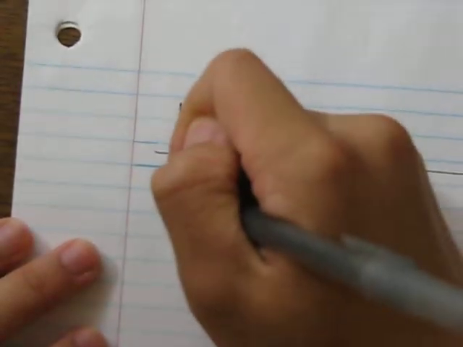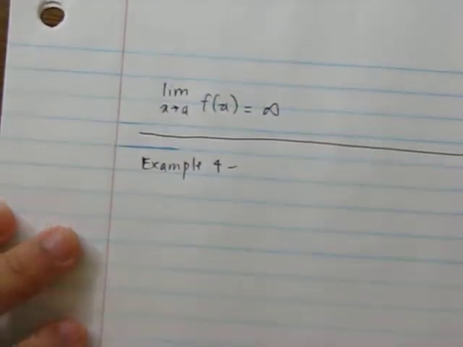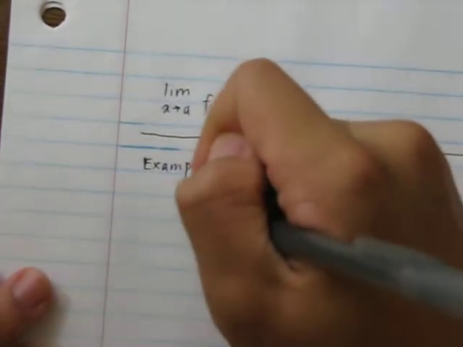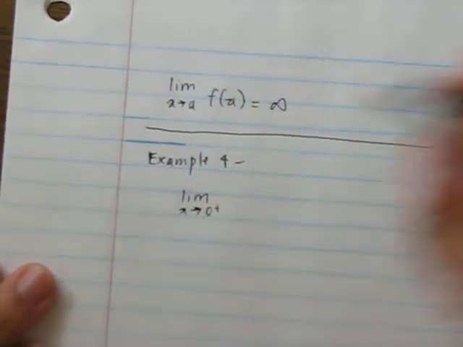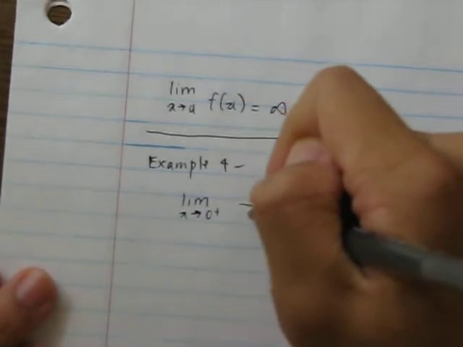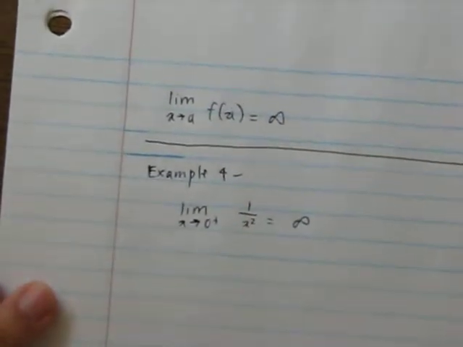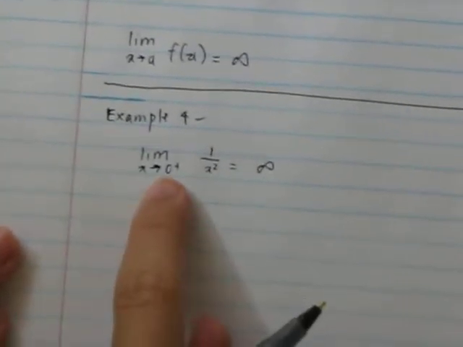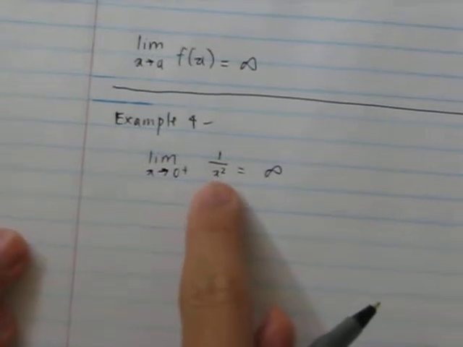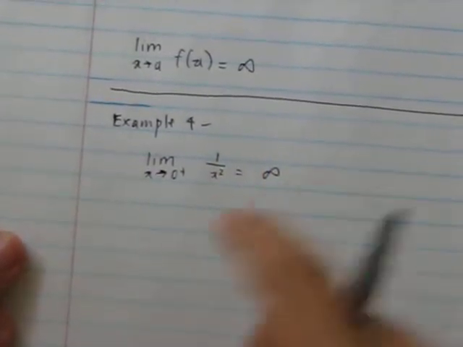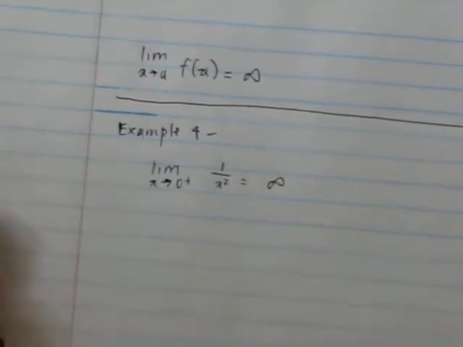This is example 4, again, from the book. What we're going to do here is take the limit as x approaches 0 from the right-hand side of 1 over x squared, which equals infinity. Because if you plug in a very, very small number here, you're going to get 1 over some really small number, which is going to be some very large number, and we denote that with infinity.